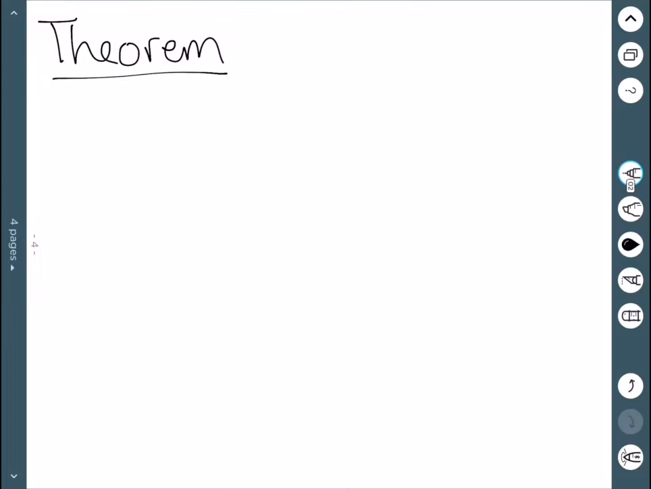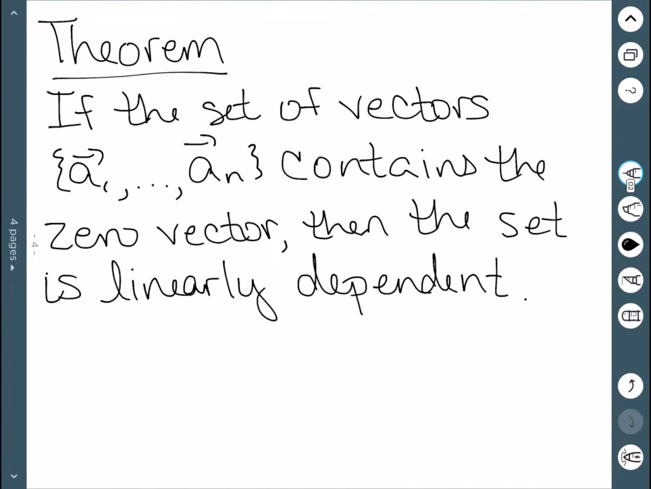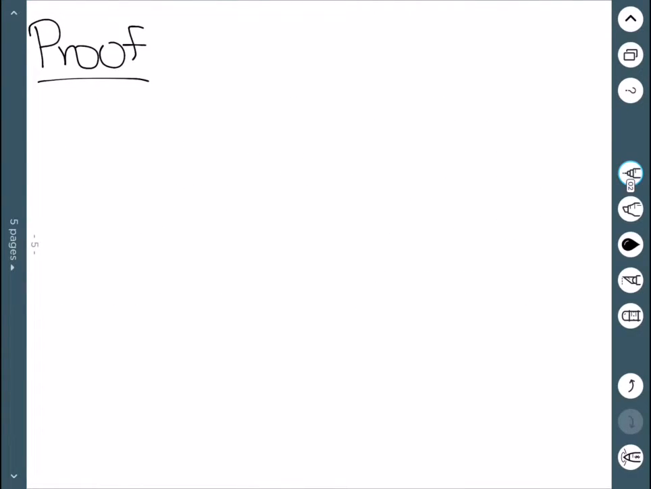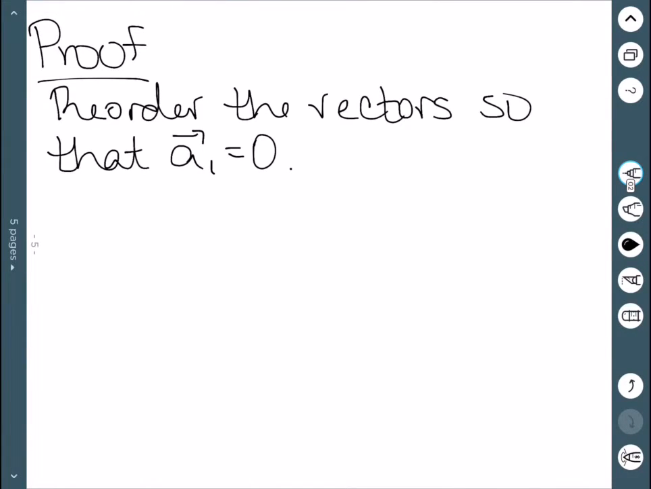And we can actually go a little bit further and say something else about the 0 vector. If we have a set of vectors that contains the 0 vector, then the set is linearly dependent. Any set that has the 0 vector in it will be dependent. And this is a fairly easy proof to follow, so we'll go ahead and show it. Our first step is to reorder our vectors so that the first one is 0. Ultimately, it doesn't matter which vector is first or second, as long as we keep it once we start the problem. So we'll reorder them so that the first one's 0.